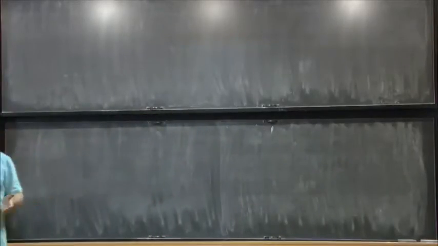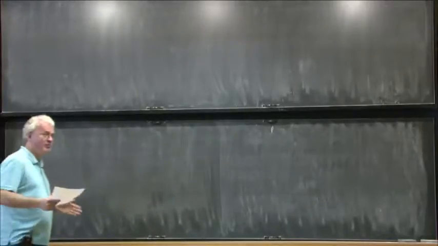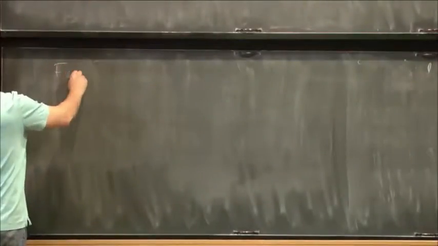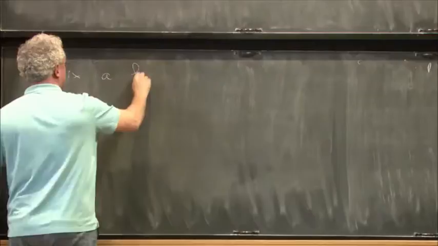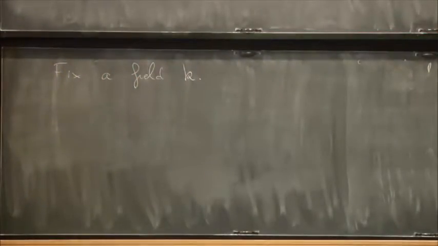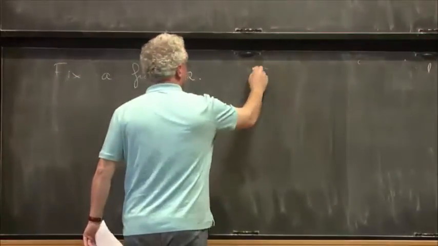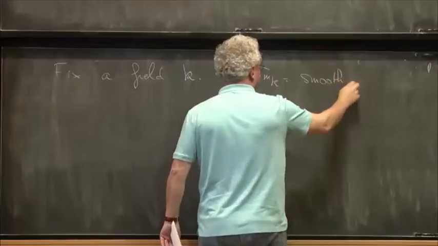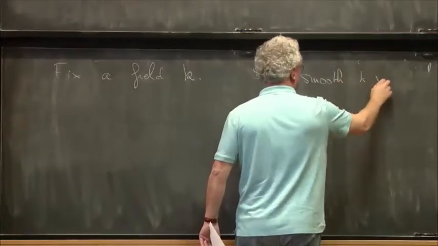So I will not work with spectra. I will work with spaces. There will not be any P1 spectra or anything like that, just spaces and smooth varieties. But there will be some analogy, as you will see. So we fix a base field. I will basically work with smooth finite type K schemes.